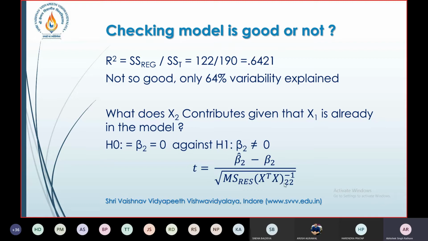So this 2 2 means that for this covariance matrix that is available, this is a square matrix, (X transpose X) whole inverse. So this is my square matrix, and let's say we are having only 4 values. So this is 1 1, this is 1 2, this is 2 1, and this is 2 2. So this is my square matrix.